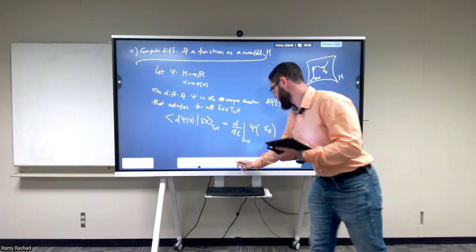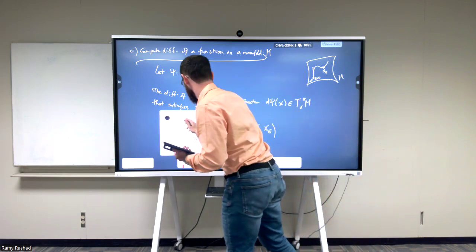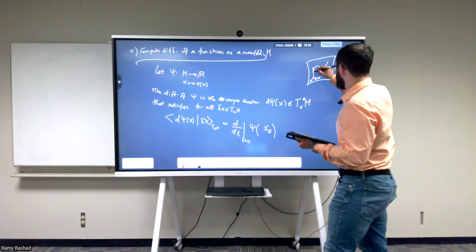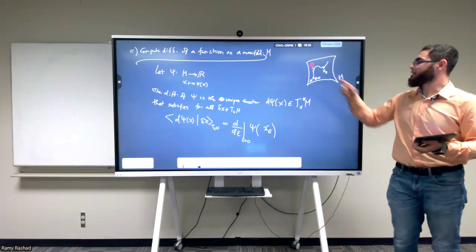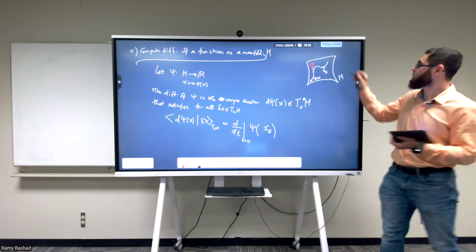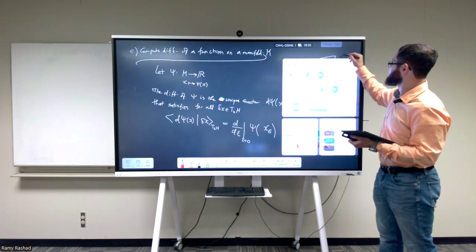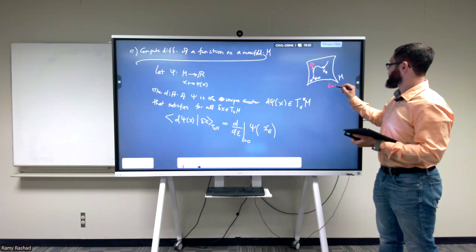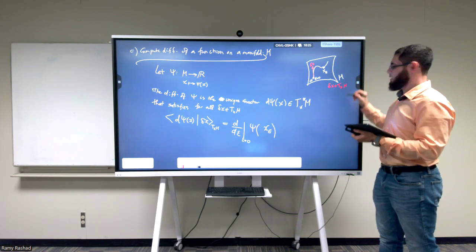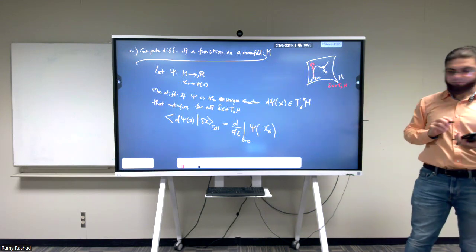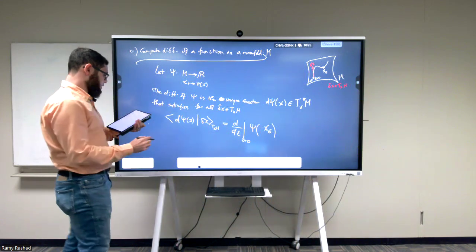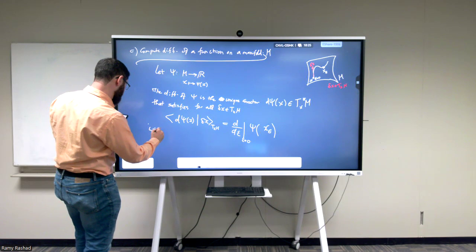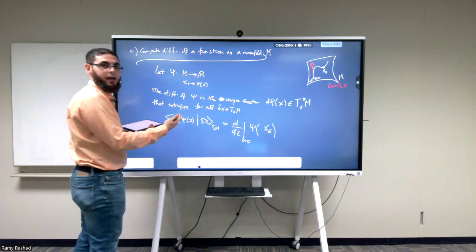Let me choose another color. It is the tangent vector to this curve at the point x. So delta x here lives in T_x M. Okay. So this is the definition. So this is just the picture, and I'm just going to write what I just said.